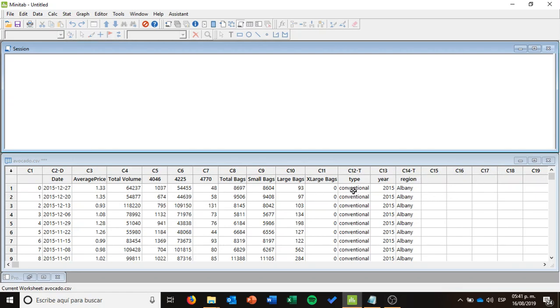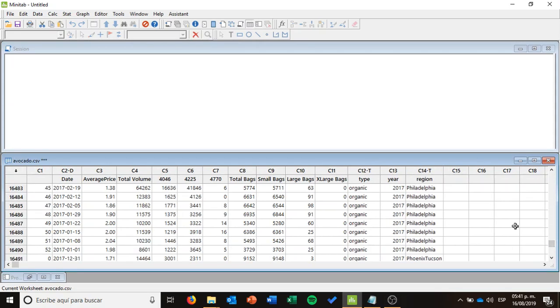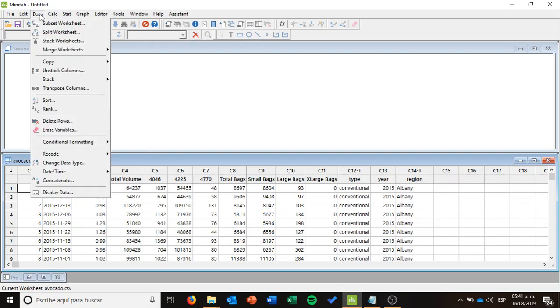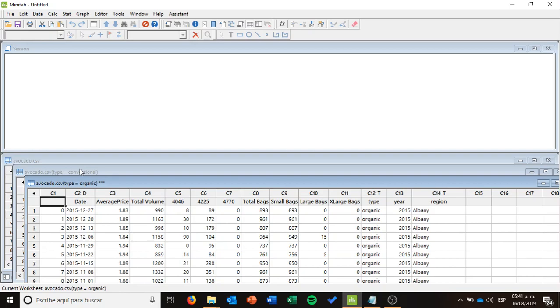As you can see here, we have two kinds of avocados, conventional and at the end organic. So the first thing I want to do is to split this database into two, one for conventional and one for organic, because I want to work with the conventional type. In order to do that, I'm going to go to the Data menu and Split Worksheet. It is asking how I want to split the worksheet, by the type variable. I just select the type, press OK, and now I'm going to have three databases.